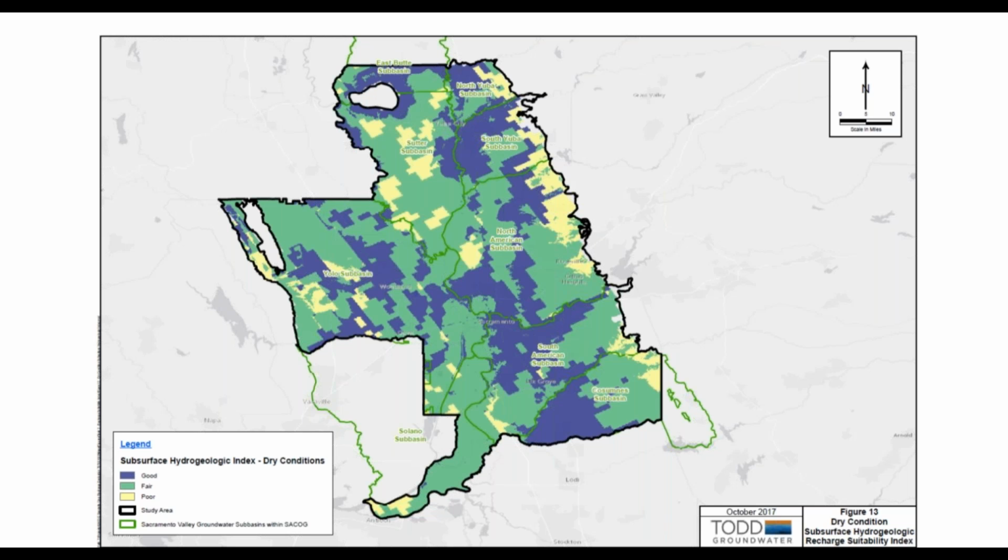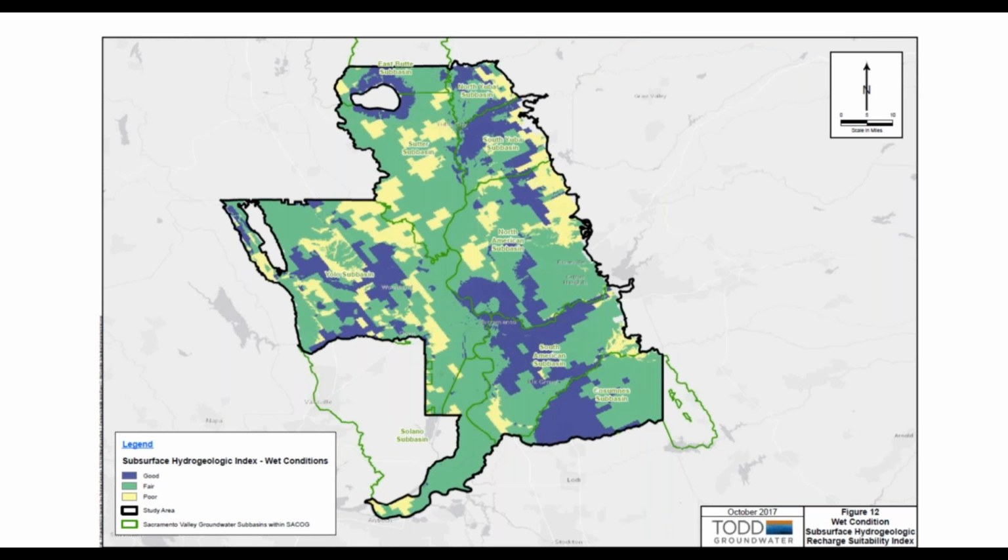And this map shows the dry condition subsurface groundwater recharge suitability, which was taken from example year 2012. The blue areas indicate the best or most suitable for recharge based on conductivity and depth to groundwater. So in dry years, depth to groundwater would be lower, so unsaturated aquifer thickness would be larger, expanding the area to its maximum potential.